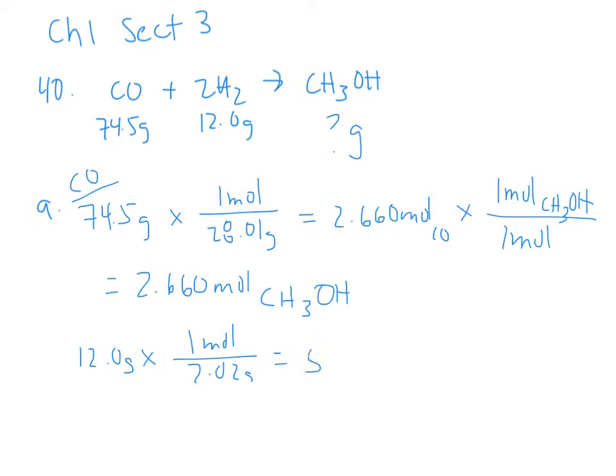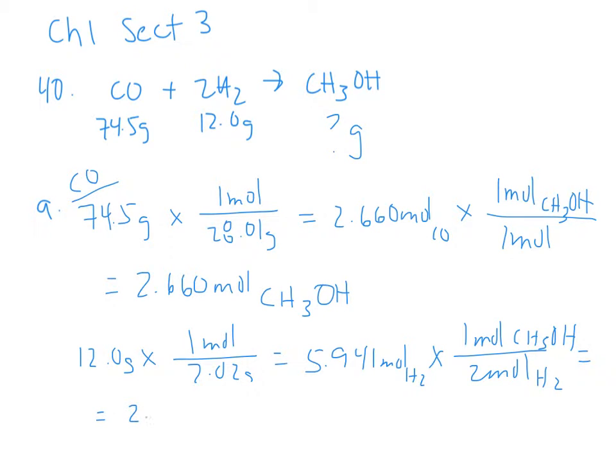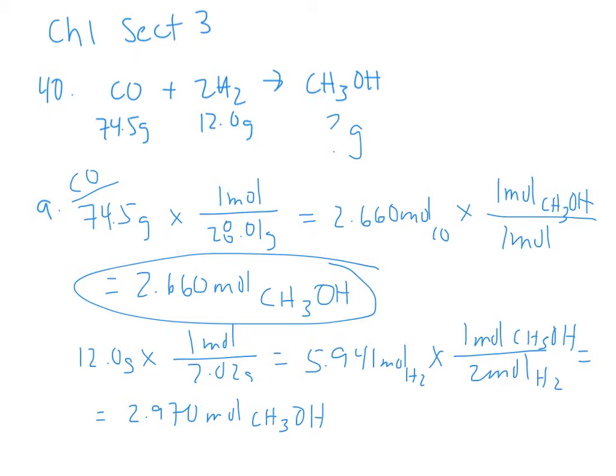is 5.941 moles of H2, and this is in a 1-to-2 ratio of methanol to hydrogen. So this actually yields 2.970 moles of CH3OH. So my theoretical yield is going to be limited by my carbon monoxide to 2.66 moles.